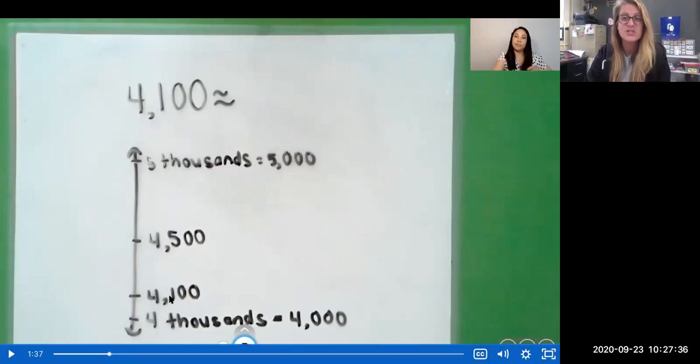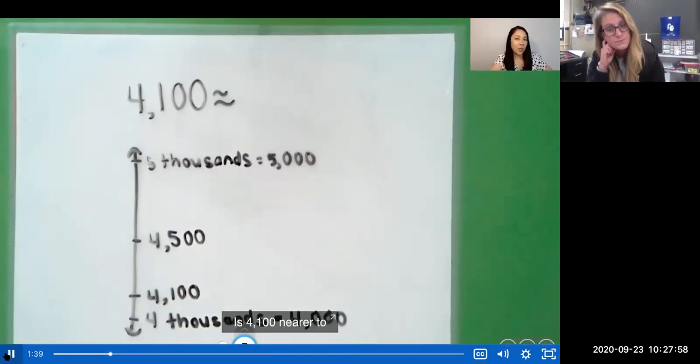And then she put her number on her number line. So she figured out on her vertical number line where her actual number, her problem, was going to fit. So she found that 4,100 is going to go right here because it is less than 4,500, but greater than 4,000.